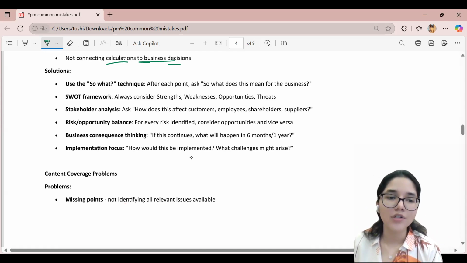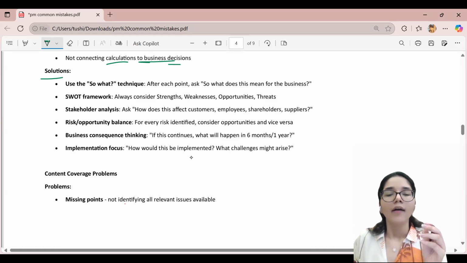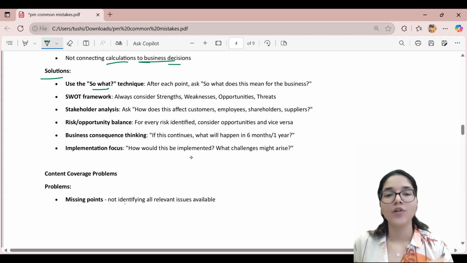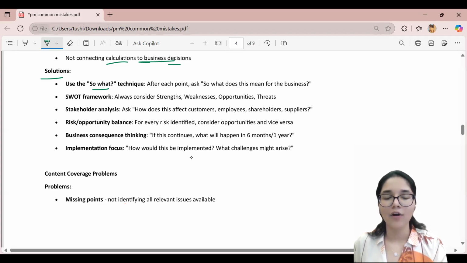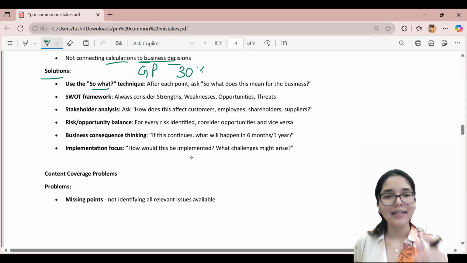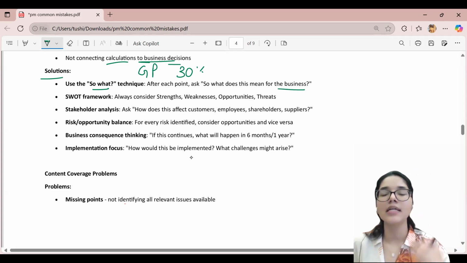So, solutions to overcome these problems that I just spoke to you about, you have to use the so what technique. After every point that you write in your answer, let's suppose you have written that the gross profit margin of this company has increased by 30%. When you finish writing this sentence, ask your own self, what will happen because of this? What is the reason that this has happened? What does it mean for the business in the longer term?